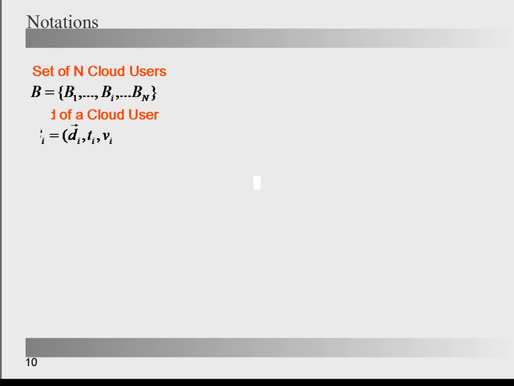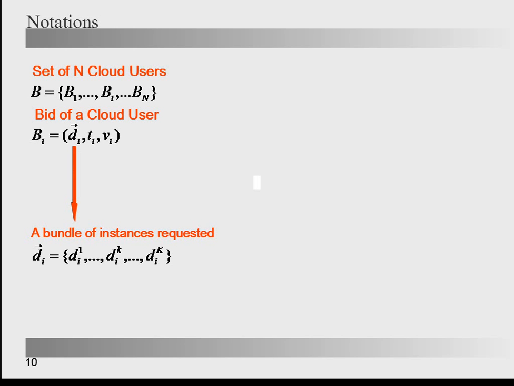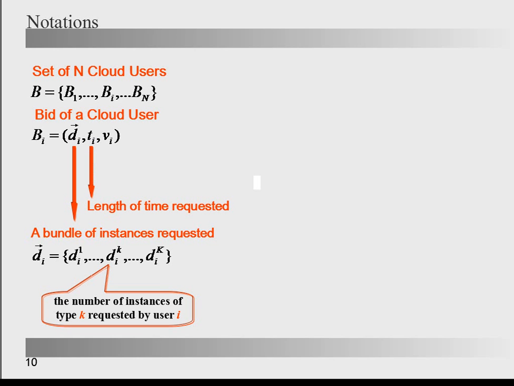Here is the notation used to formally define the allocation problem. There are n users, the set of which is denoted as a vector b. An element bi represents a bid of a cloud user. bi is a 3-tuple. The first element of bi is a request vector di, which represents a bundle of instances requested. The second element of bi is the length of time requested, which is denoted as ti. And the third element of bi is the user's valuation of the bundle requested, the notation of which is vi.